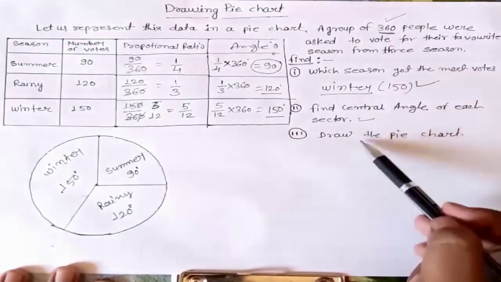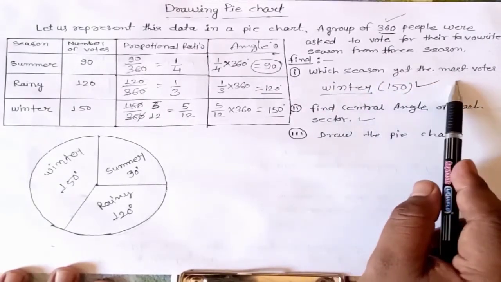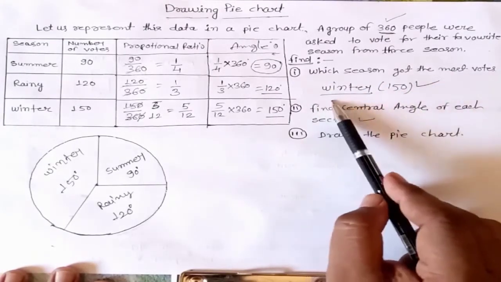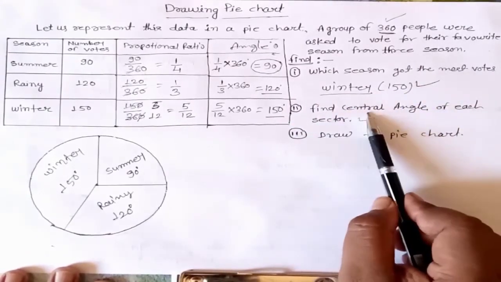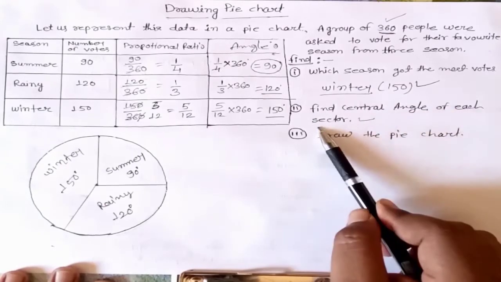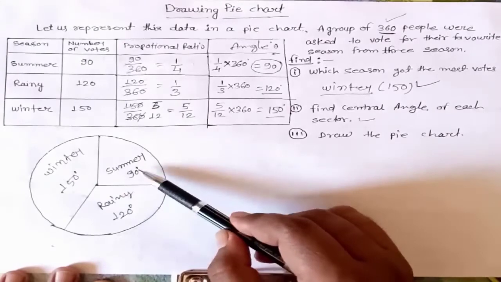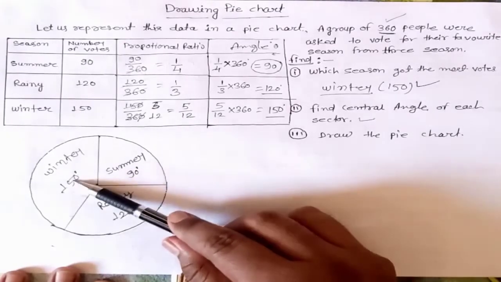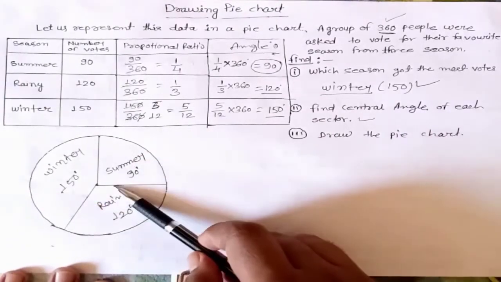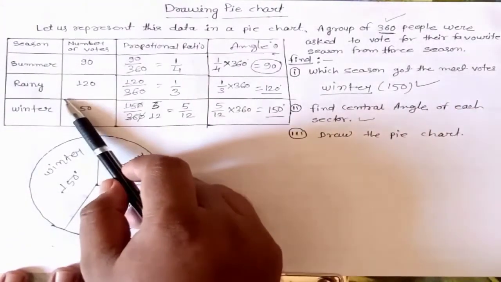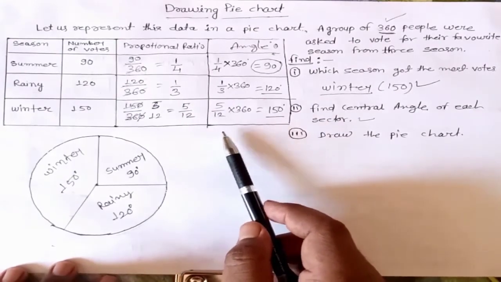So these are the three questions asked by this question. First is asked, which season got the most water? That was 150, that is winter season. Find the central angle of each sector. So this is the angle of each season, right? How much? This is 90, this is 120, this is 150. Now last one, draw the pie chart. I have completed the pie chart. So this is a pie chart. This was the question. How I have drawn, you must know that. Now move on to next question.